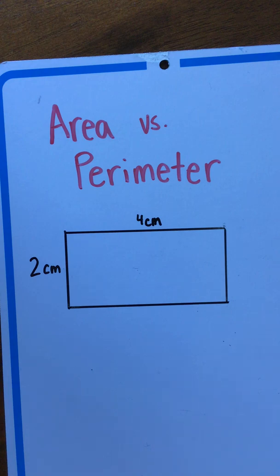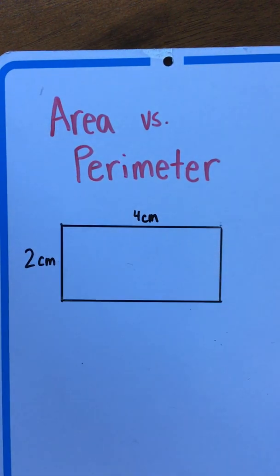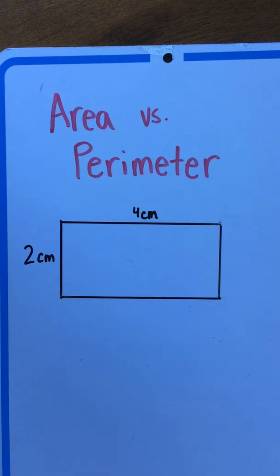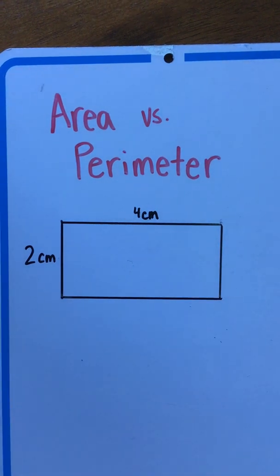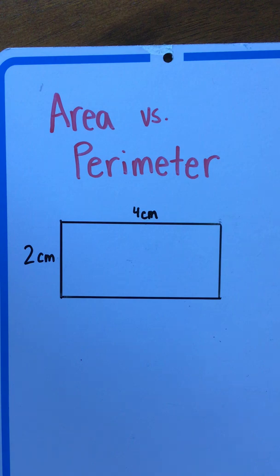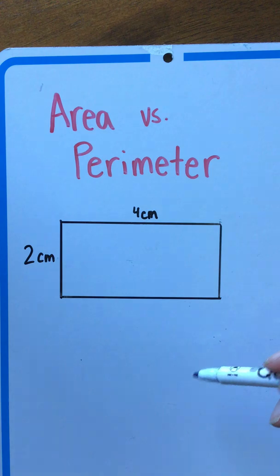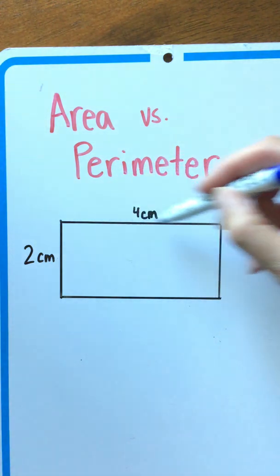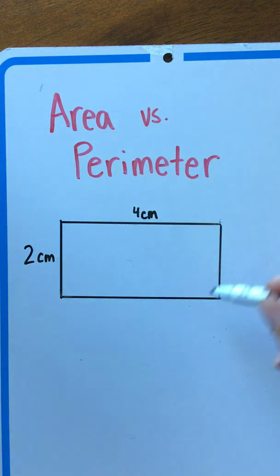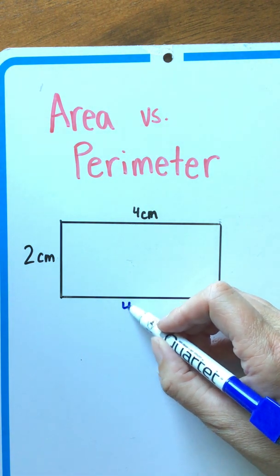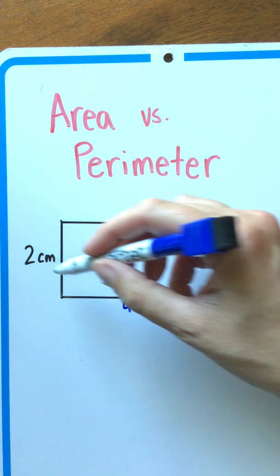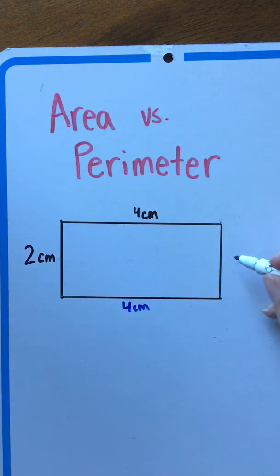Since we are pretty much talking about rectangles and squares here, we know that the opposite sides of the rectangles are going to be the same length. So if this side of the rectangle is 4 centimeters, and these are all straight lines, this has to also be 4 centimeters. And if that side's 2 centimeters, then this side has to be 2 centimeters as well. It has to match across the different sides here.